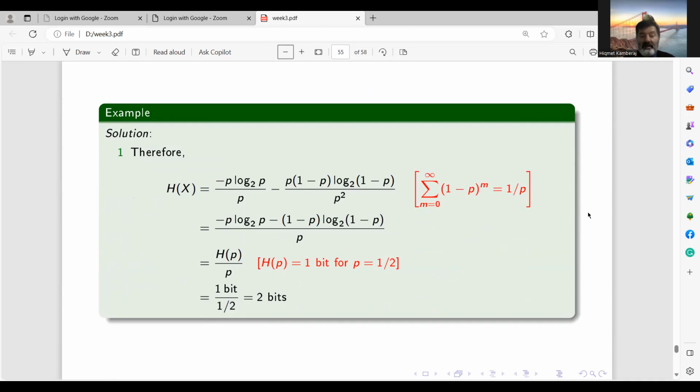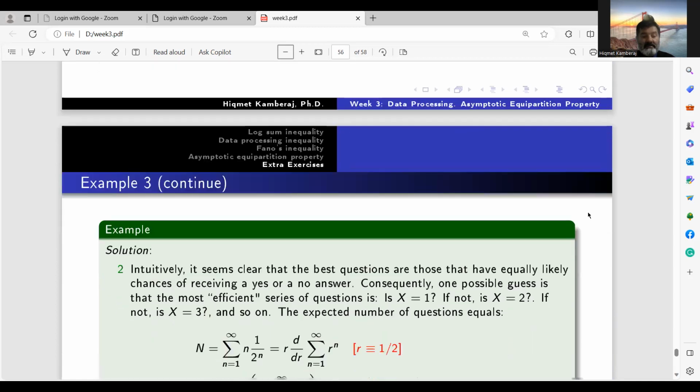Then you can group this together. Then you get h of p over p. And since h of p is equal to 1 bit for p equal to 1 over 2, then you get 1 bit over 1 over 2, which is 2 bits.